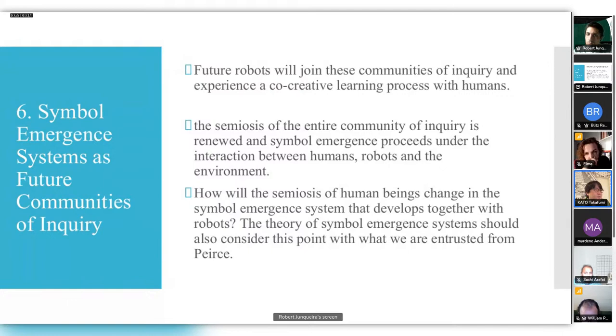At present, the community is inevitably conceived from a human-centered perspective, but the future may be near when the semiosis of robots plays a rather impactful part in our symbol emergence system, as in the case of Otto with his notebook. Although questions such as whether or not artificial intelligence will have a mind have a science fiction-like feeling, the insights of Peirce's philosophy will make it easier to envision the relationship between humans and robots in a symbol emergence system as a community of inquiry. How will the semiosis of human beings change in the symbol emergence system that develops together with robots? The theory of symbol emergence systems should also consider this point, with what we are interested in from Peirce.